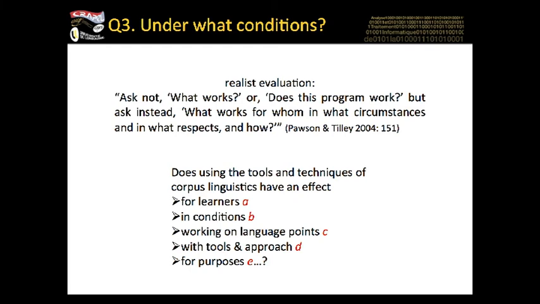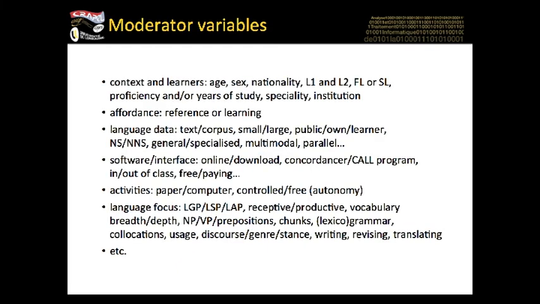So the kind of moderator variables, once we've got our main effect size for the whole study, what we now need to do is to try to break it down and compare, for example, foreign language and second language context. Is there a difference there? If one gives a much higher score than the other, how can we account for the variation? This is the question. So we could look at the context and the learners.